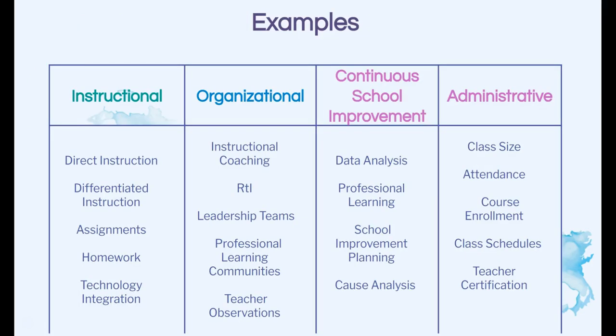This chart shows examples of the types of school tasks and actions that fall under each category of school processes data. Under instructional, it's things like differentiated instruction and technology integration. Some organizational include instructional coaching and professional learning communities. With continuous school improvement, you're looking at the type of professional learning that teachers are given and how data is analyzed at the school. And then administrative would be things like course enrollment, class schedules, teacher certification. There are additional examples available on page 82 in Bernhardt's text.